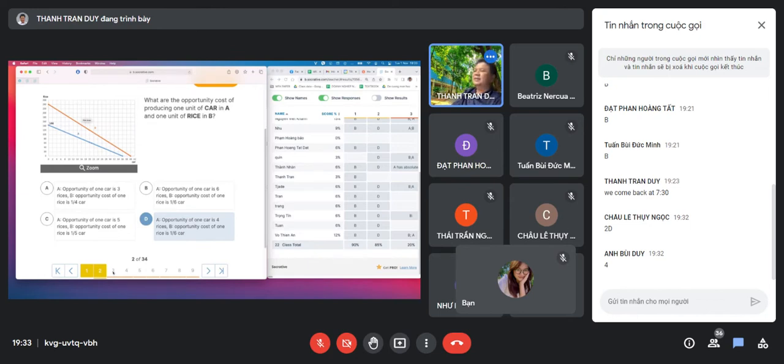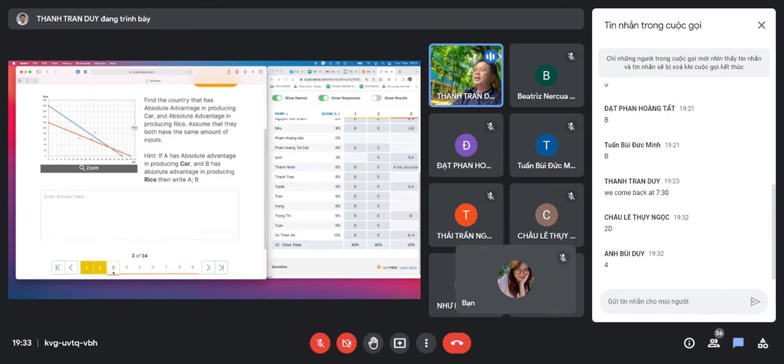Next. Find the country that has absolute advantage in producing car and absolute advantage in producing rice. You have to write A, B. If A has absolute advantage in producing car and B in rice, you write A and B. Now, how to answer this question?